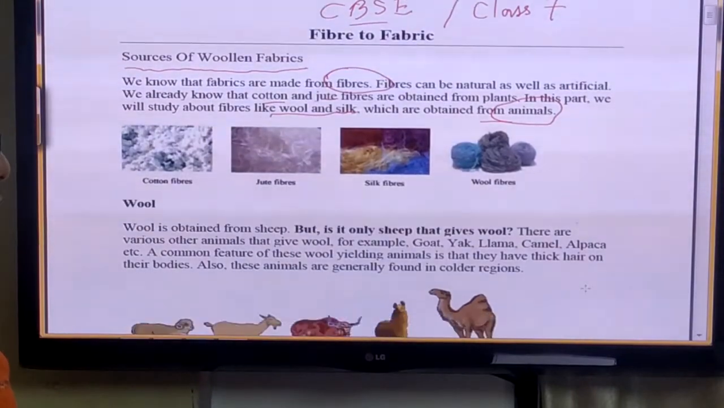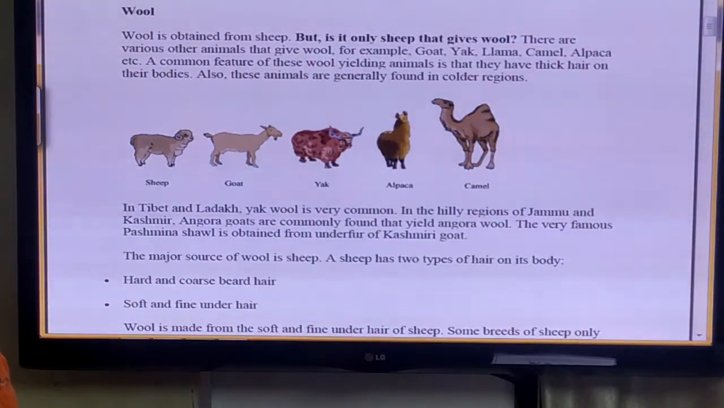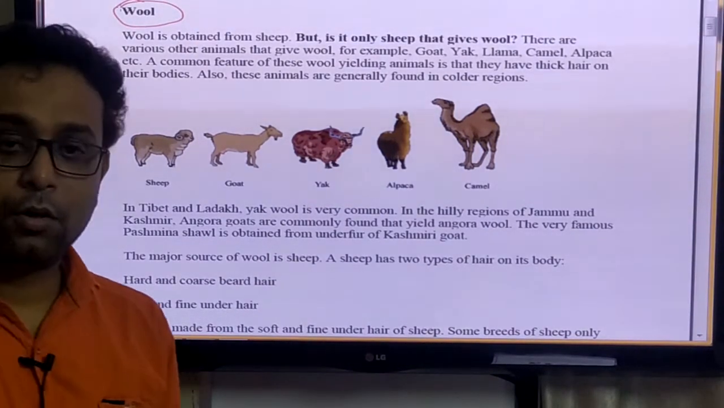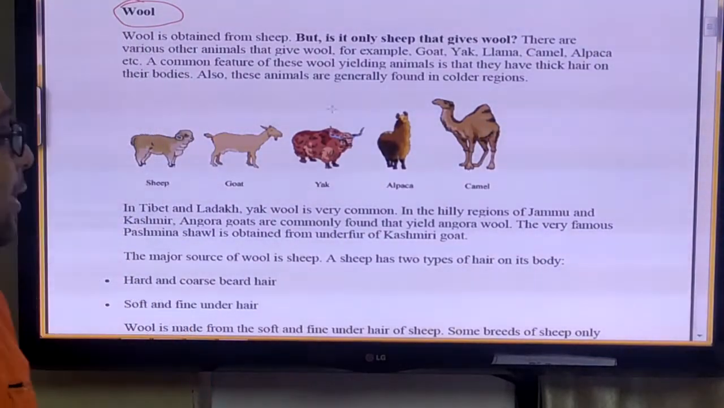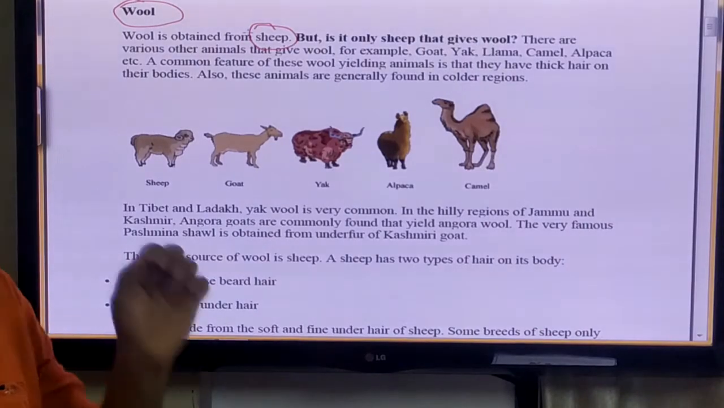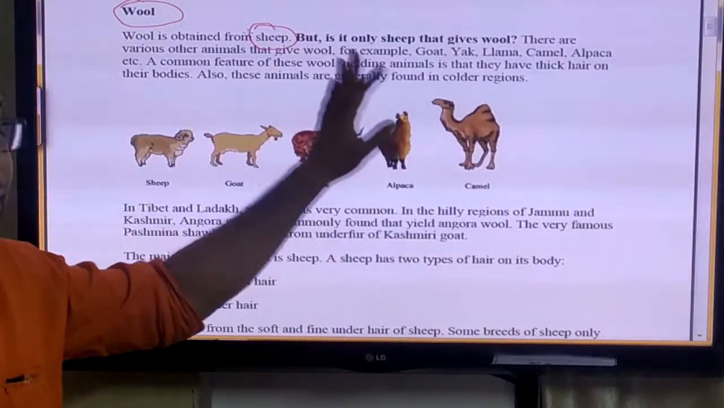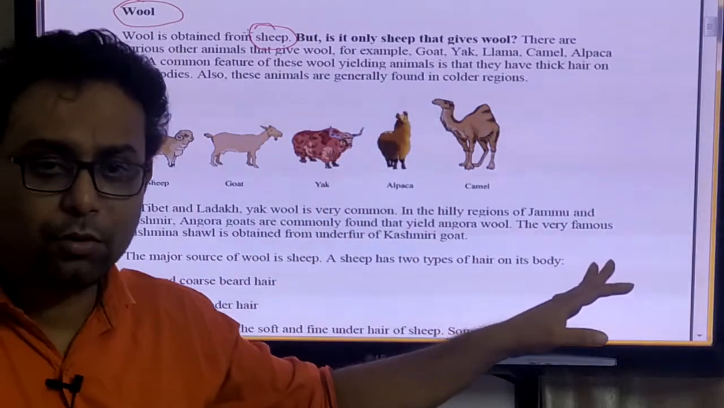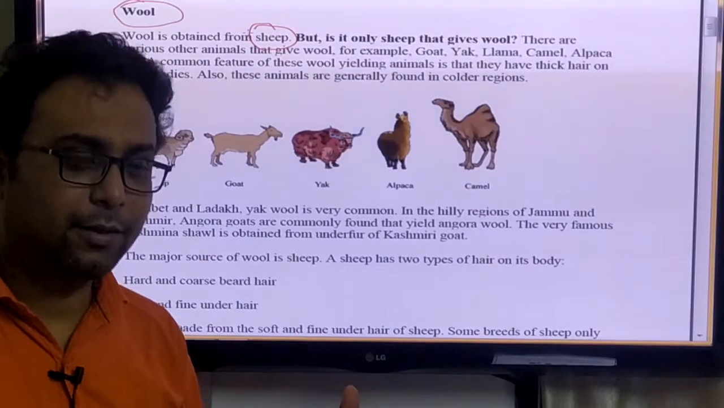But first, today we discuss wool. Wool is obtained from the sheep, right? Clear? But is it only the sheep that gives wool? What is your answer? Is it only the sheep?